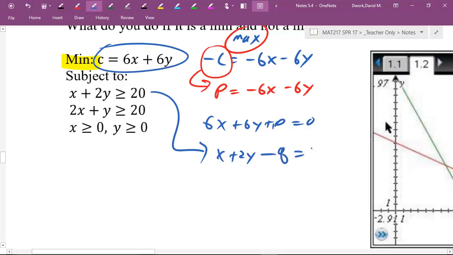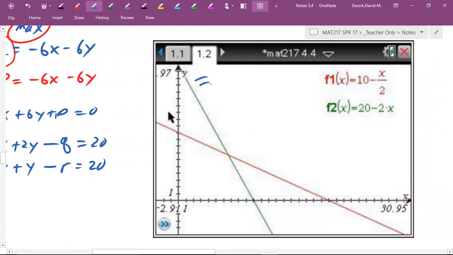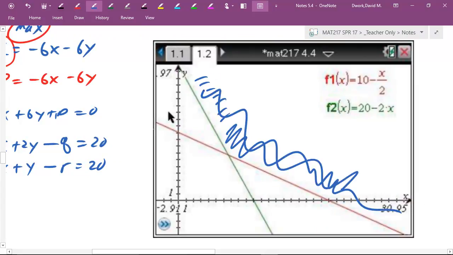Q equals 20. And then for the second one, that's going to be 2x plus y minus r equals 20. If you want to visualize what's going on, I did give you the graph, and what you'll see is when you shade it, it all shades up. So you'll see we actually only have one corner point in this whole graph.